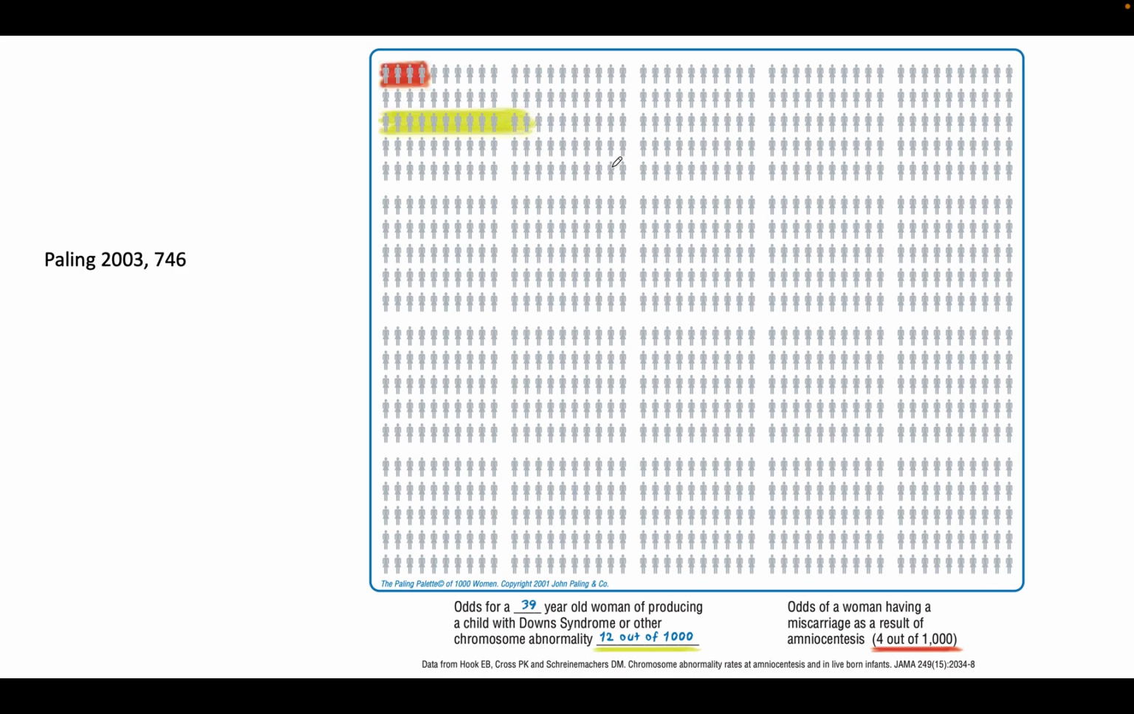This is an example of some kind of pictorial information, you might say. This is 1,000 women right here pictured in this box, 1,000 women. And then there are 2 highlighted areas there. The green highlight here said the odds for a 39-year-old woman of producing a child with Down syndrome or other chromosome abnormality, 12 out of 1,000. So they've highlighted these 12 women here, and you can see that picture. And then the red ones there, odds of a woman having a miscarriage as a result of amniocentesis, 4 out of 1,000. So you can see here that this pictorial information can help the woman see, okay, 4 out of 1,000, what does that really mean? And here's a picture of it. 12 out of 1,000, what does that really mean? Here it is.